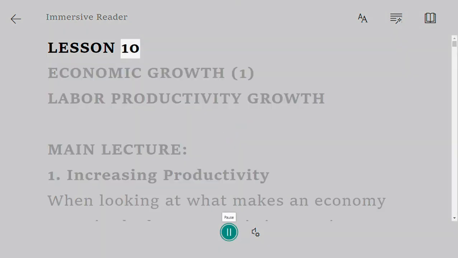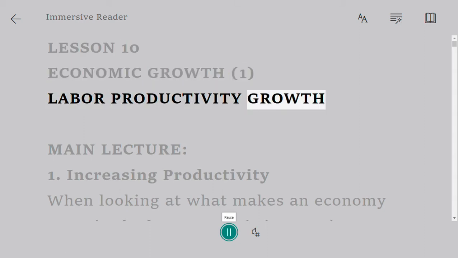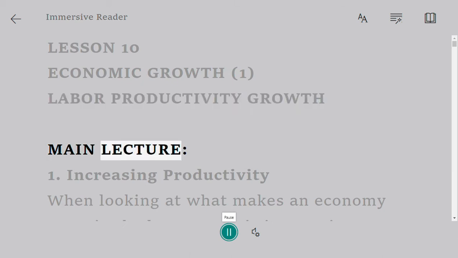Lesson 10. Economic Growth 1. Labor Productivity Growth. Main Lecture 1.